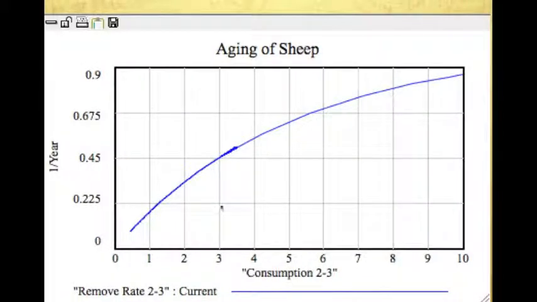If you look at the aging of the sheep, it's essentially the opposite. It's 1 minus the death rate, and this is meant to say the opposite. If the sheep consume plenty of grass, they're able to age and move on to the next cohort. If they eat less grass, then they won't be able to age, and they'll die. So that's the trade-off there.